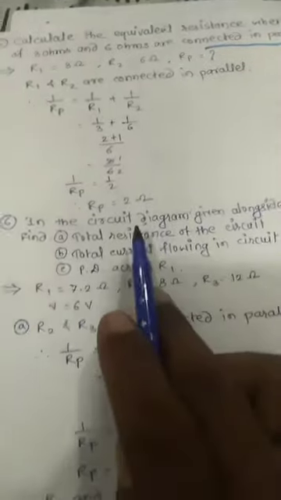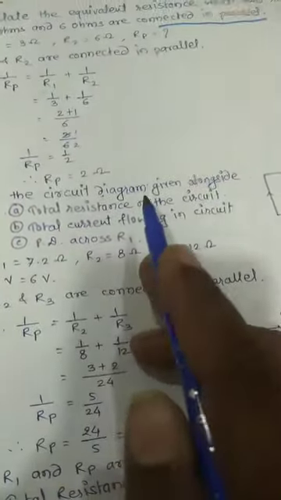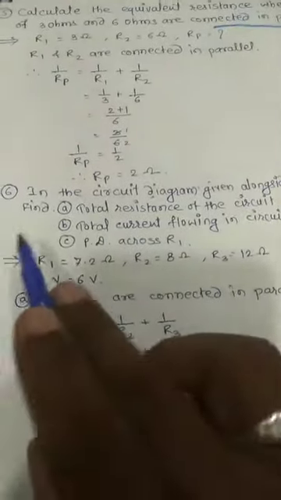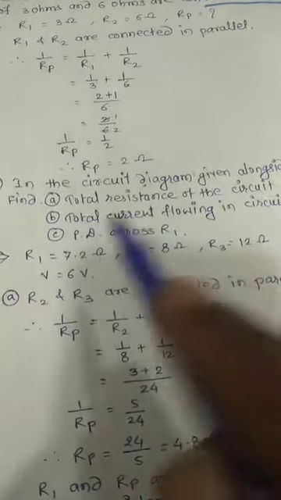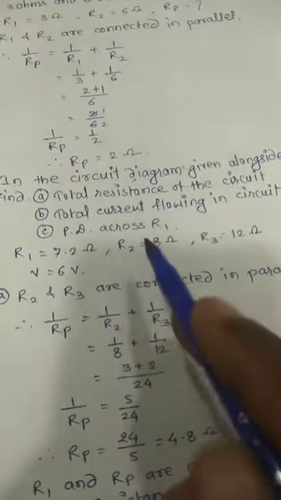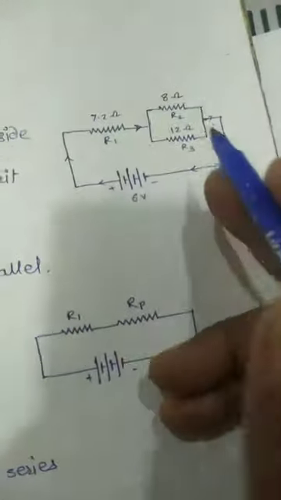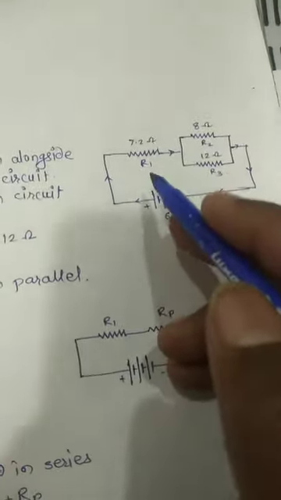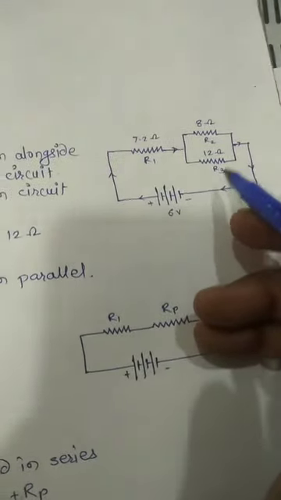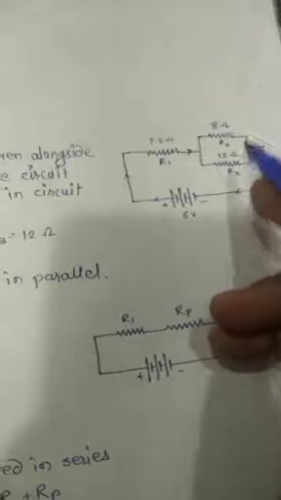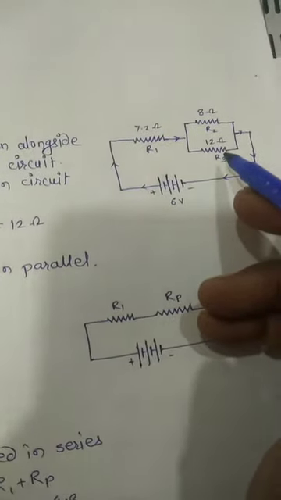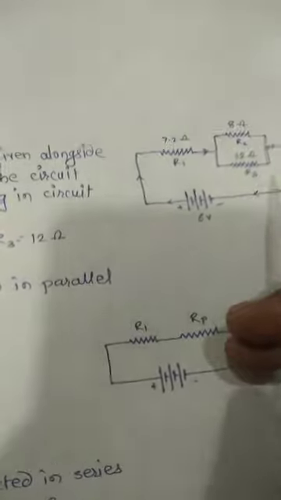Now another example. In the circuit diagram given alongside, find the total resistance of the circuit, the total current flowing in the circuit, and the potential difference across R1. So what circuit is given? See here, this is the circuit. Here we will label R1, R2 and R3. See here, R2 and R3 are in the parallel combination. Now, how to solve such type of questions?